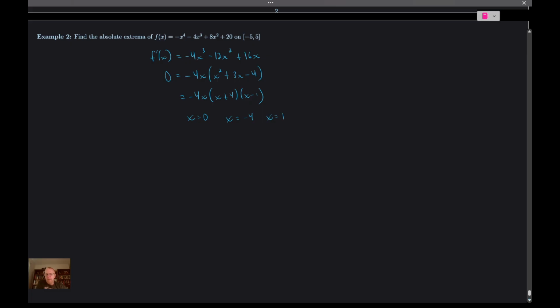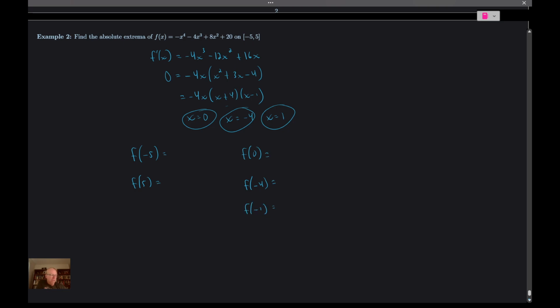Now notice all of these are in the interval negative 5 to 5, so all of these are critical numbers that we are interested in. So now we just need to get f of negative 5, f of 5, and then f of 0, f of negative 4, f of 1. And then we'll compare all these values.